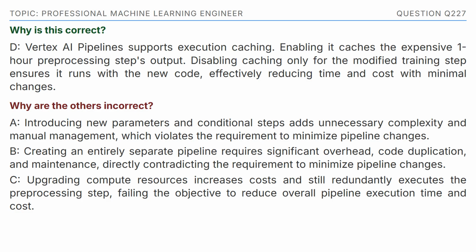Why are the others incorrect? A. Introducing new parameters and conditional steps adds unnecessary complexity and manual management, which violates the requirement to minimize pipeline changes. B. Creating an entirely separate pipeline requires significant overhead, code duplication, and maintenance, directly contradicting the requirement to minimize pipeline changes. C. Upgrading compute resources increases costs and still redundantly executes the pre-processing step, failing the objective to reduce overall pipeline execution time and cost.